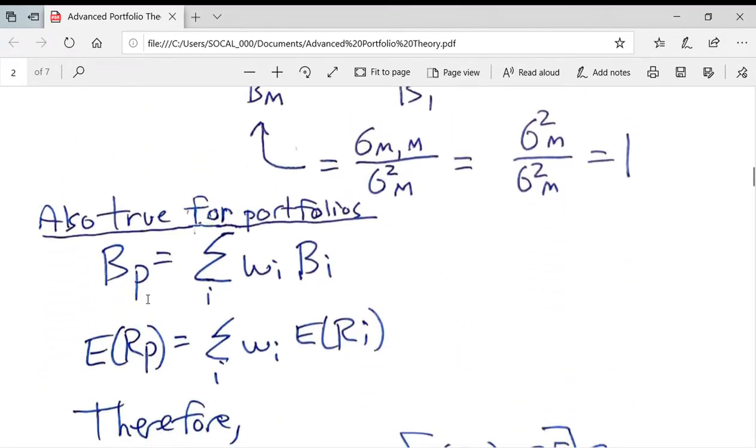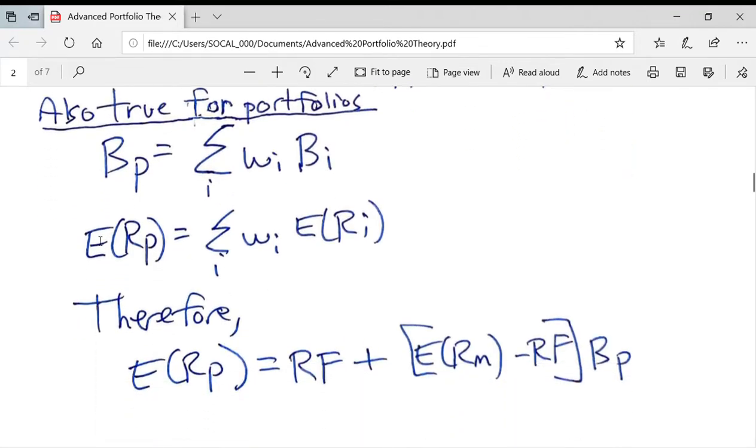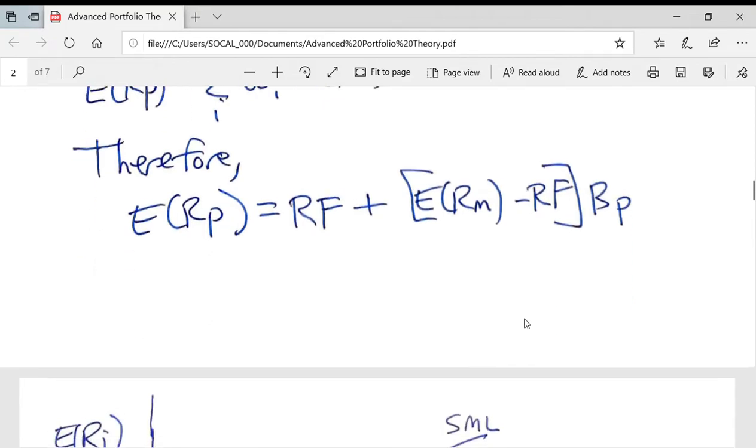Here I'm reminding you the beta of a portfolio is a simple weighted average of the betas of the stocks that constitute the portfolio. And here I'm reminding you the fact that the expected return for a portfolio is a simple weighted average of the expected returns of the securities that constitute the portfolio. Therefore, the expected return on a portfolio is the risk-free rate plus the portfolio beta multiplied by the excess return on the market. It's the expected market return minus the risk-free rate.